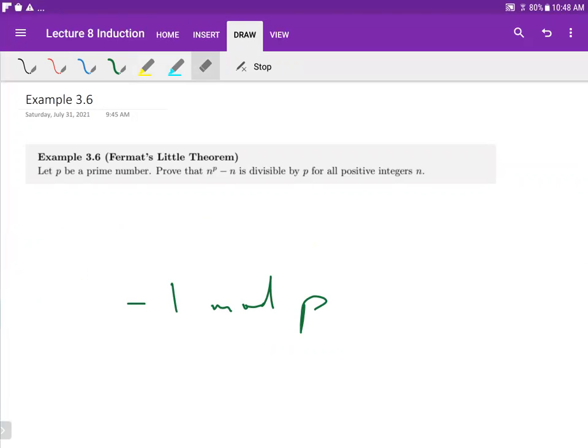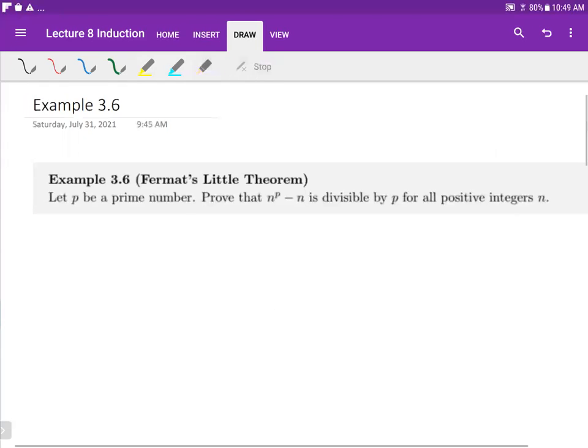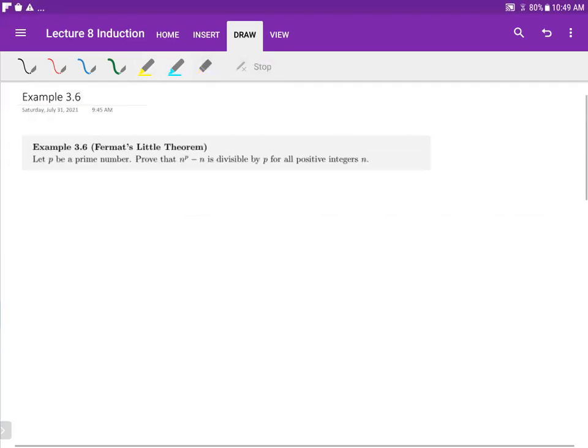Now let's try to prove it. So let p be a prime number, prove that n to the p minus n is divisible by p for all positive integers n. Once again, we have 2 variables: p, which is the prime number, and n, all positive integers. So we want to induct over n. Why? Because the primes don't have any sort of significant relationship between them, at least as far as our mathematics knows. But positive integers do: from the first positive integer to the next, you just add 1. So that's a lot easier for us to deal with.